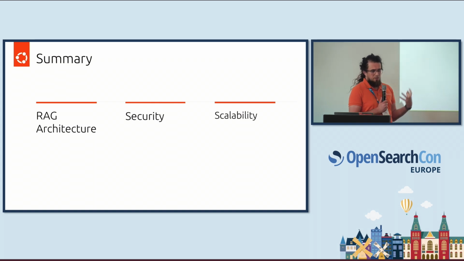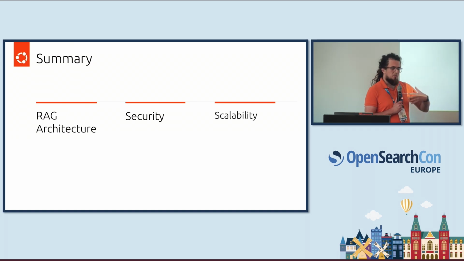So we enable things such as data at rest via dm-crypt in Ubuntu, and data in transit via TLS, and then data in use via confidential compute. So all of these things are enabled on the OS level, and then OpenSearch is able to take advantage of that.